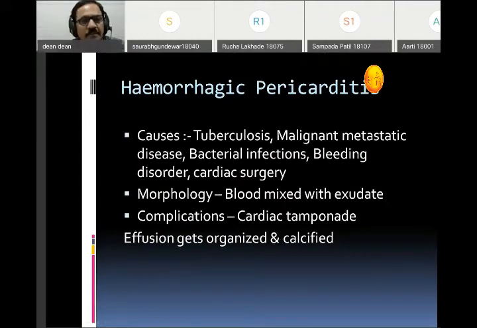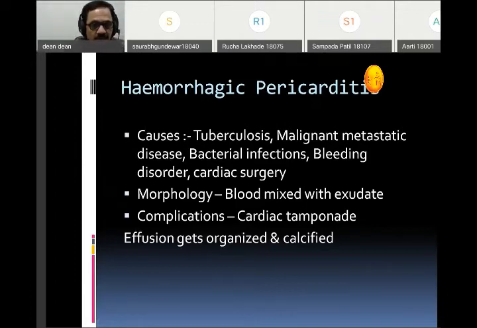Now the fourth variety, that is hemorrhagic. First we have seen serous. Second, fibrinous, serofibrinous. Third, purulent. Fourth is a hemorrhagic type of pericarditis. So the name itself indicates that along with the inflammation, there is blood also present.